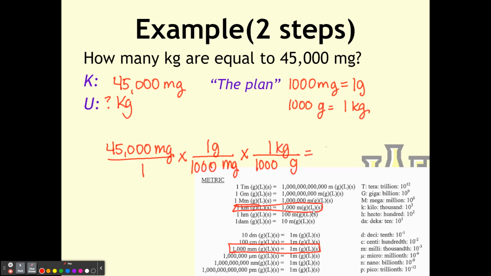Then I'm going to enter it into my calculator. 45,000 divided by 1,000 divided by 1,000 again. When you do that, you should end up with 0.045. Then I'm going to figure out my unit. My milligrams canceled out. My grams canceled out. So I'm left with kilograms. The answer is 0.045 kilograms.